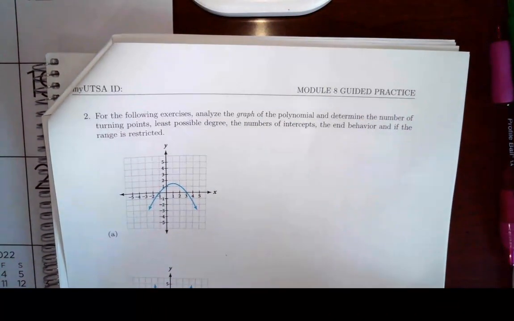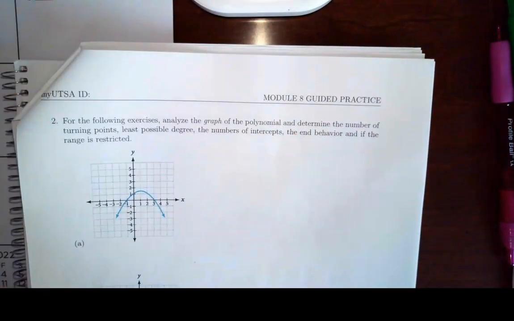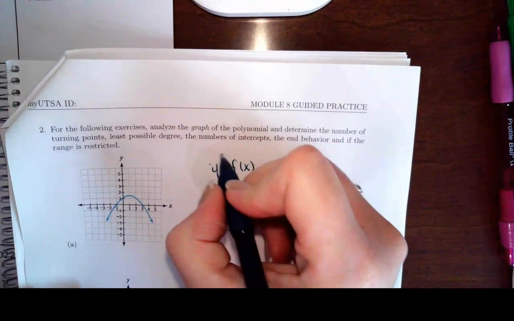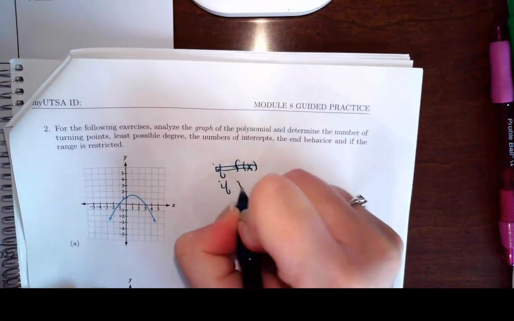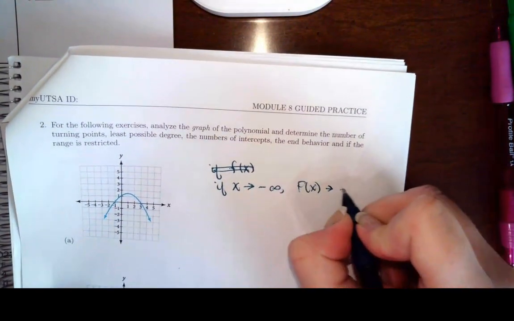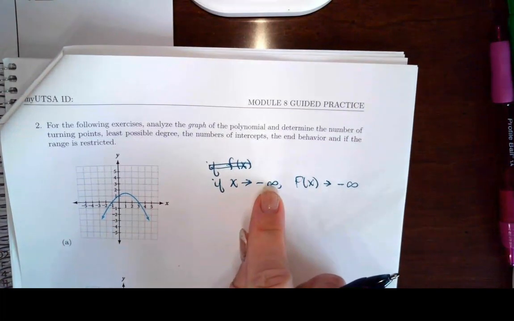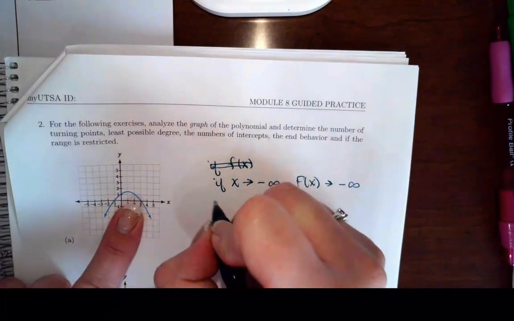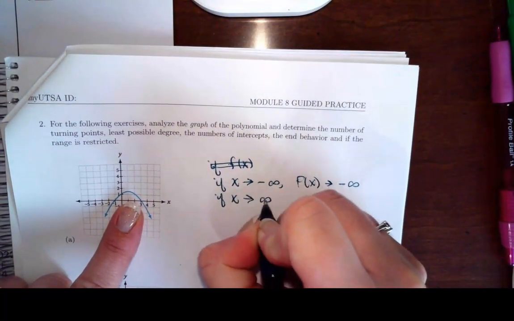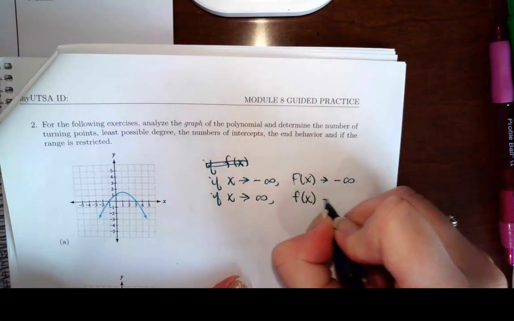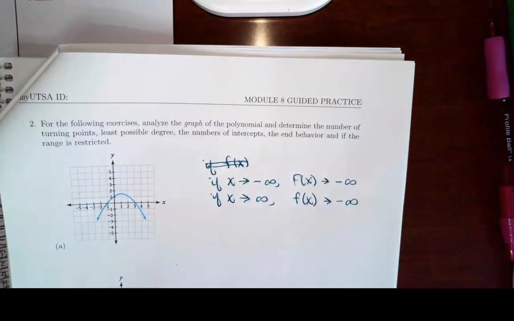And then our end behavior, which we've done before, is as I move to the left, what does my tail do? If x goes to the left, then f of x goes down. So as x goes left, the tail goes down into negative infinity. Do it again. If x moves to the right, where does my tail go? My tail on the function goes down to negative infinity.